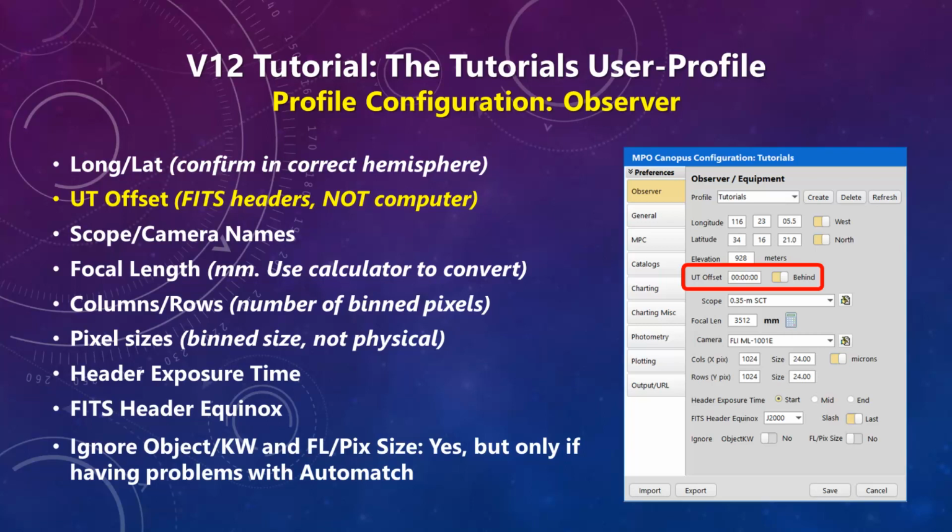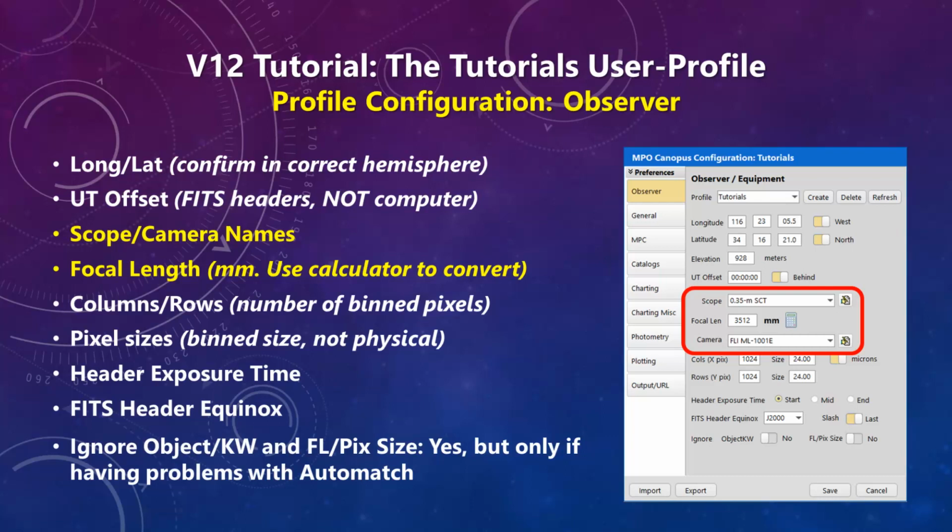It is the offset between the date and time in the FITS header and universal time. If following the FITS standard, the DATE-OBS keyword in the header is UT, and so the offset in this case is 0. The scope and camera names are mostly for historical record keeping. Both of these fields can display the list of previously defined equipment. Try to use those lookup lists so that entries are consistent. The focal length must be in millimeters. Click the calculator button should you need to convert from inches to millimeters.